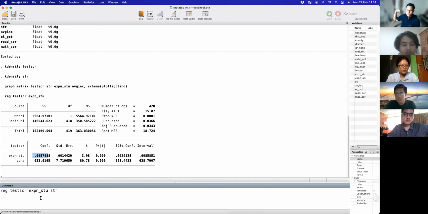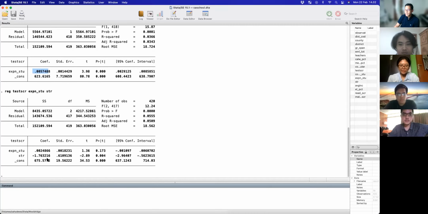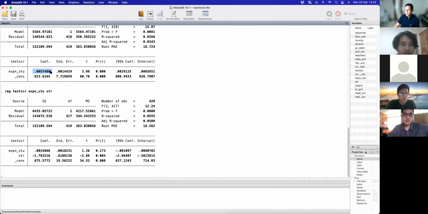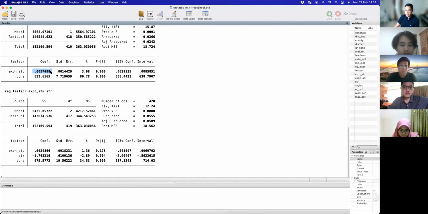Okay, so student-teacher ratio. So more students per teacher is seen to be less preferable because now one teacher is actually teaching more students, okay? So suppose that we add this, then look at the coefficient for the expenditure per student. So in the previous regression, the estimated coefficient was 0.0057, okay? In the current regression, the estimated coefficient is 0.0024, okay, which is quite different. So the current estimate of the expenditure per student is actually half of the estimate in the previous model, okay?